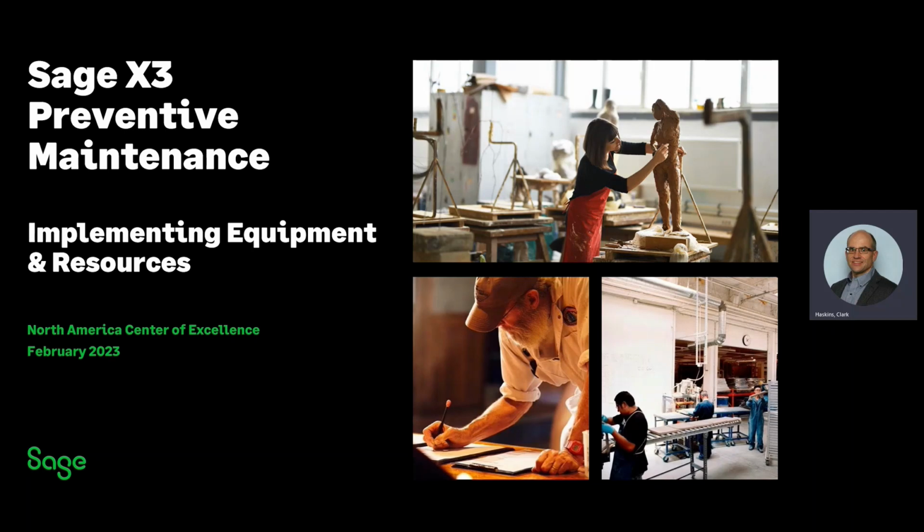This is part of a series of videos on how to implement preventive maintenance in SAGE X3. This video will cover equipment and resources in preventive maintenance. Equipment and resources are key pieces of preventive maintenance. Both are similar to work centers used in manufacturing in X3. Equipment is the equivalent of the machine work center. It's the what. And a resource is like a labor work center. It's the who. To illustrate how they're used, let's go to X3.